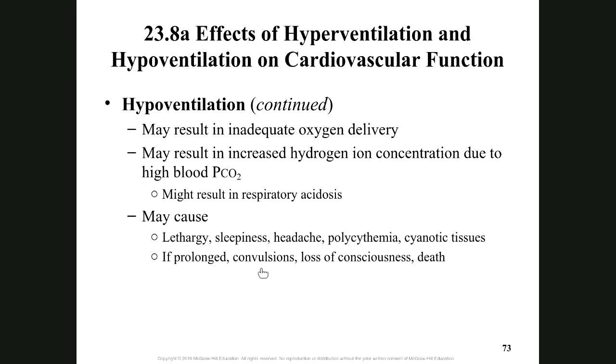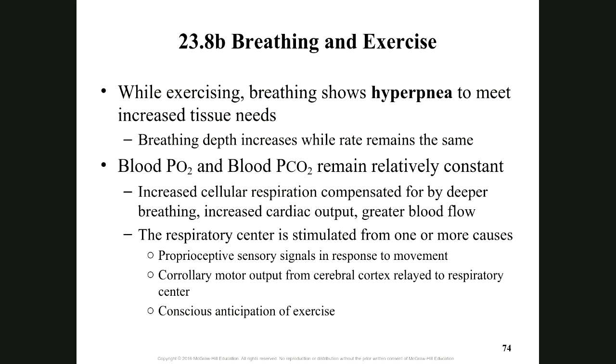So the pH of our blood is very important. And the respiratory system is one of the systems which can regulate this pH. Besides the respiratory system, we have the urinary system which works with the pH of our blood, and I will talk about it later for you. And breathing and exercise affect each other. While we are exercising, breathing shows hyperpnea to meet increased tissue need. At the time of exercise, your tissue needs more oxygen, so you need to do hyperventilation.